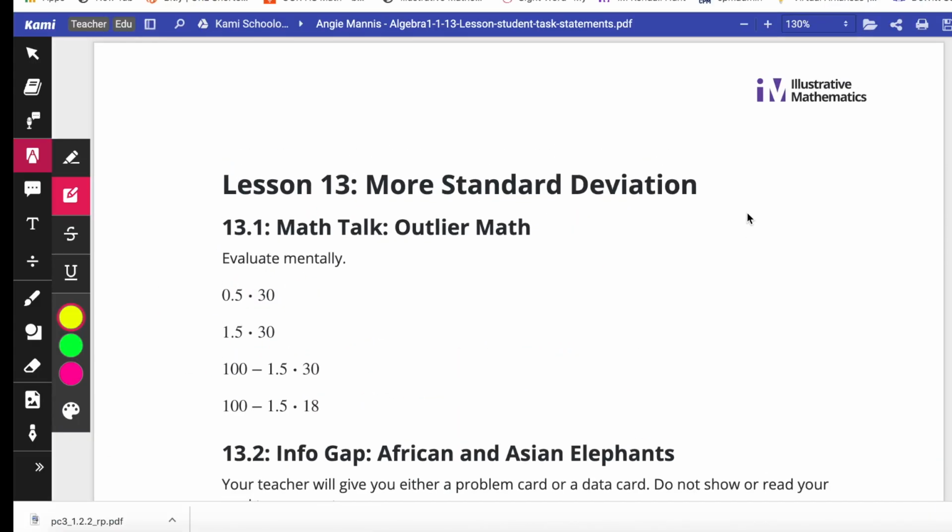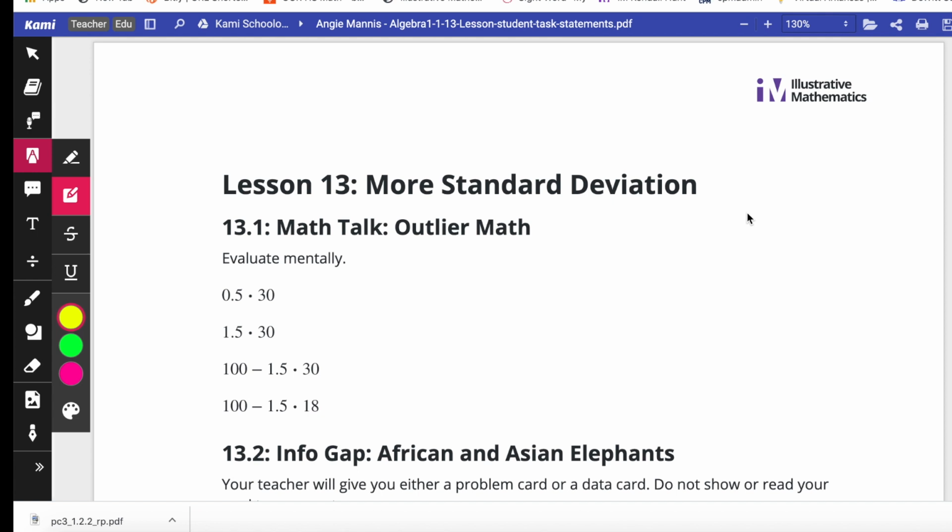All right, this is Unit 1, Lesson 13. We're talking about more standard deviation. We're going to do 13.1 and 13.3 on this lesson. We're going to skip the 13.2 card sort.